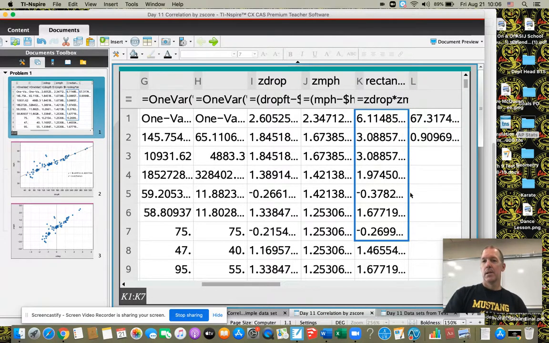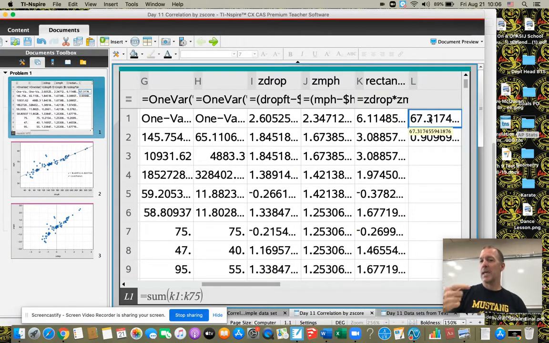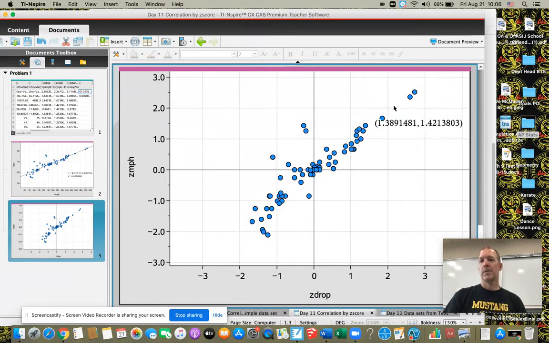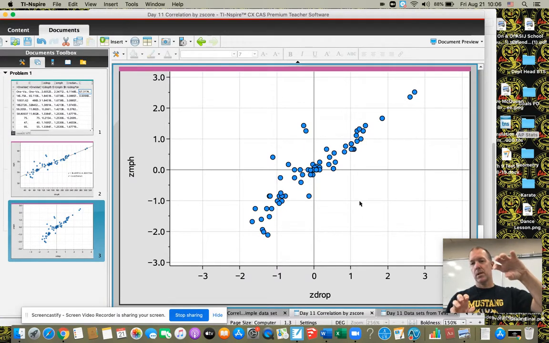I'm going to add them up. Some of those rectangles are negative, some of those are positive. So because some of those are negative, it's taking away from my total correlation, and it's lowering the value of my correlation. So for any point that's up in the first quadrant and the third quadrant, it's going to give me positive correlation. Anything that's in the second quadrant and the fourth quadrant, those are going to be negative correlation. So then it's a balance, right? You have positive going one way and negative going another.